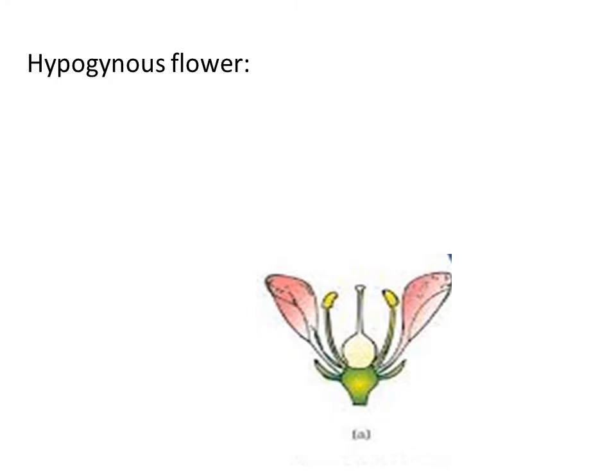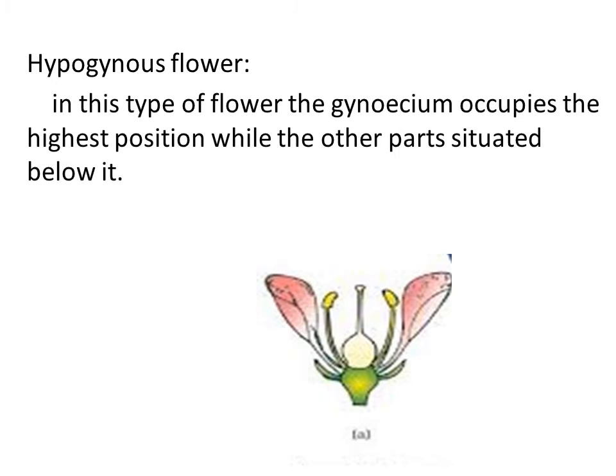So simply we can say that the position of ovary is superior. So it is present above. Above is nothing but superior position. Ovary is located in the superior position in the hypogynous flower, right? So in this type of flower, the gynoecium, that means the female reproductive unit, occupies the highest position. That means it is present above, while the other parts are situated below it. You can observe in the diagram clearly the male reproductive unit, that means the stamens, corolla, calyx. These three whorls of the flower are present just below the ovary, right?